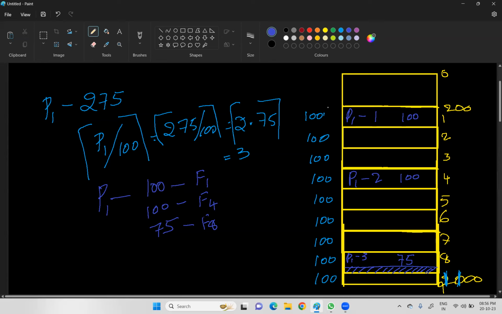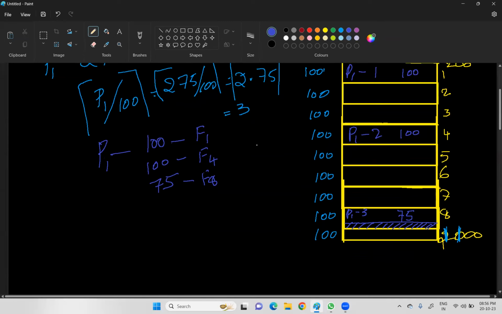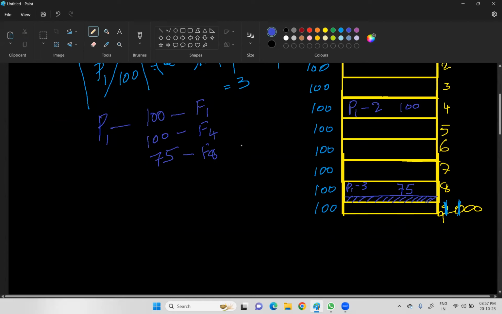But the CPU can generate page addresses only, not frame addresses. The CPU always generates pages only, not frames. Then how could this be managed? Managing could be done something like this. It could save the data in a page table. Let me take some other color. Page table. It could save the data in a page table.